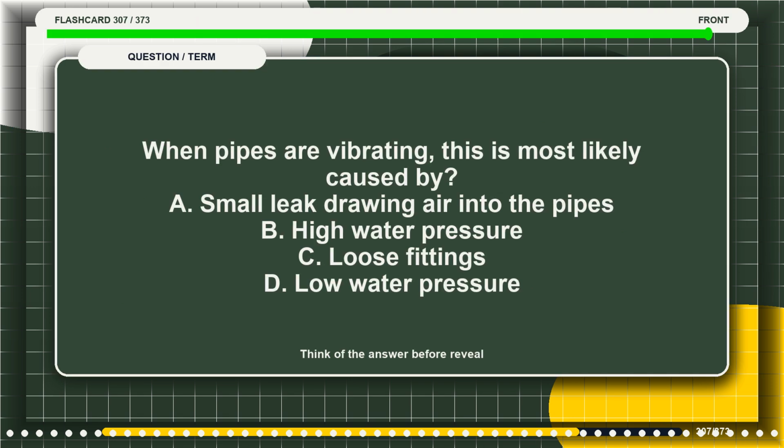Flashcard 307. When pipes are vibrating, this is most likely caused by A. Small leak drawing air into the pipes. B. High water pressure. C. Loose fittings. D. Low water pressure. Think of the answer before the reveal.